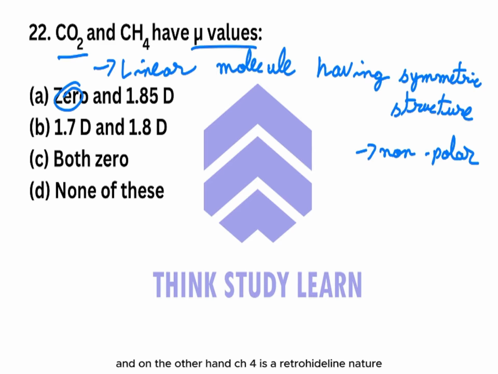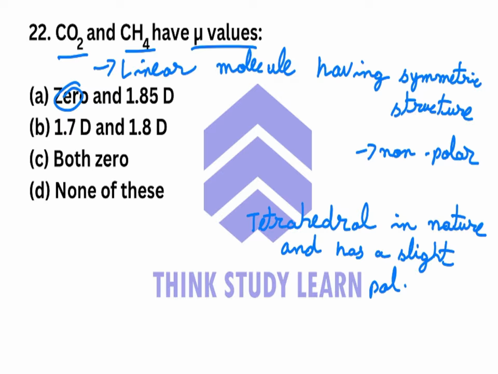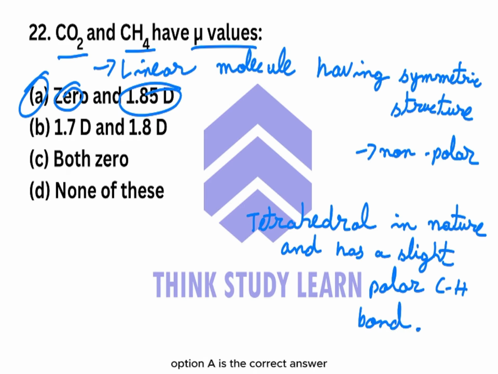And on the other hand, CH4 is tetrahedral in nature and has a slightly polar CH bond. Hence, in this case, its value is 1.85D. Hence, option A is the correct answer.